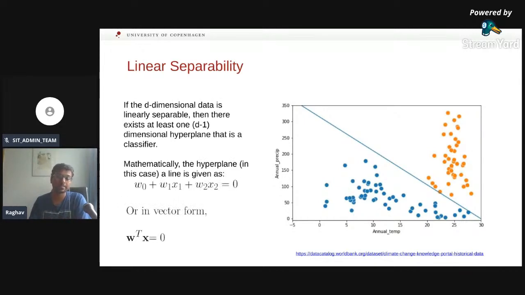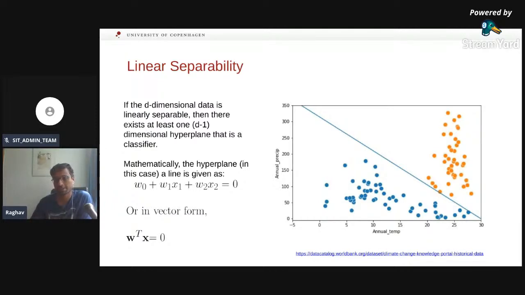Now you can write this in a mathematical form. Don't get bogged down by this. This is just a straight line equation. If you've done it in your first semester of engineering or even in high school, what is a straight line equation? I think what we study is y equals mx plus b, where m is the slope and b is the intercept. So it's just a straight line equation, all right?